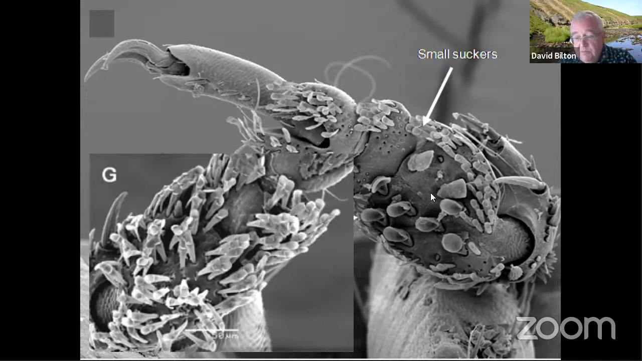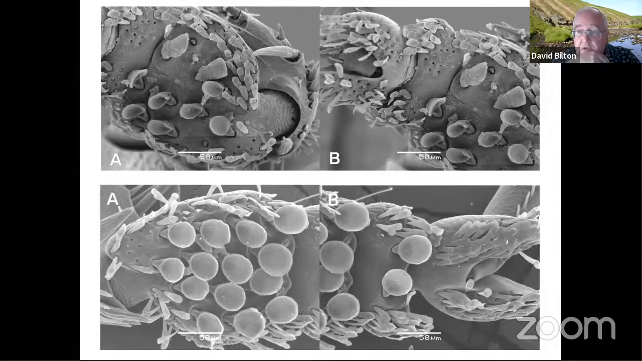Now, if we look at males associated with shining and matte female populations of this beetle, we find that the feet look dramatically different. So at the top here are two shots just to show different aspects of the same foot of males associated with shining females. And you can see these big suckers are relatively sparse and relatively small in terms of the surface area of individual sucker blades.